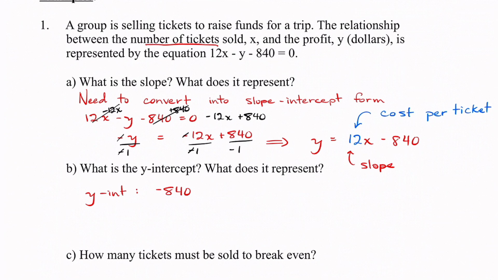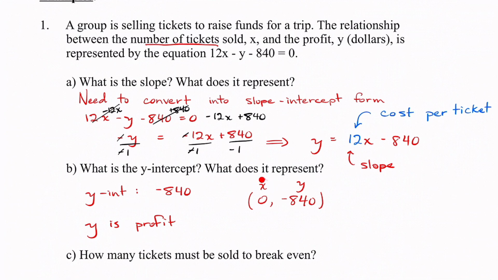To answer what it represents, remember y, it said, was dollars. So y is going to be the amount of money. So in this case, y is your profit. So if you had the y-intercept being negative 840, remember the y-intercept occurs when x is 0. So basically you have this point, 0 and negative 840, where that is x and this is y.